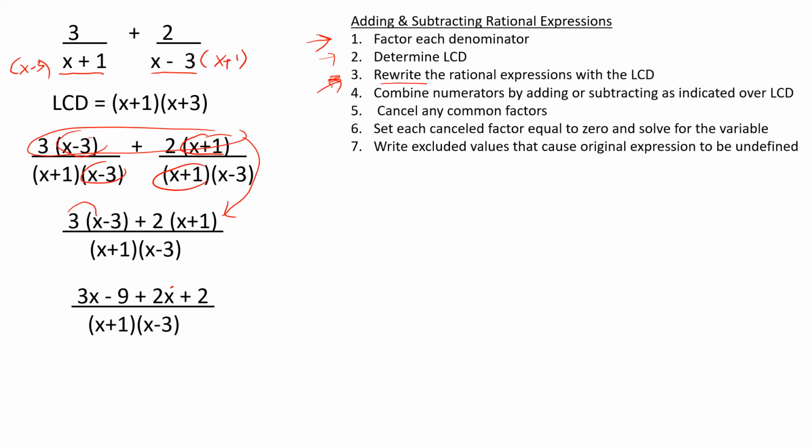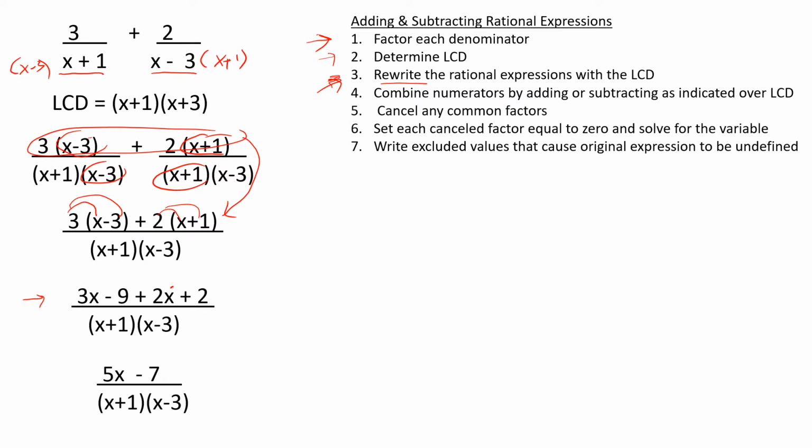3 times x gives us our 3x, and 3 times a negative 9 gives us a negative 9, and 2 times x gives us 2x, and 2 times 1 gives us 2. So that's how I ended up with this here, and now we can add like terms. So 3x plus 2x is 5x, and a negative 9 plus 2 is a negative 7.